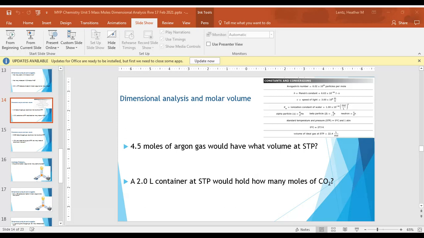Is this going to work, my friends? No, I've got liters on the top. That's backwards. So we need to flip our liters and our moles. Remember that we always want to get things to cancel out. If I have liters on top, I need to put liters on the bottom to get them to cancel out. 1 mole on the top. Liters and liters cancel out. We're left with moles, which is good because that's what we want to find.